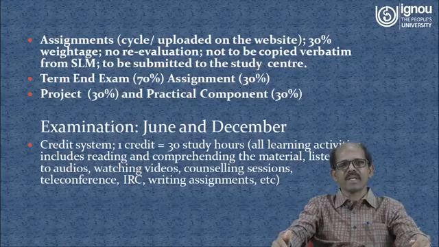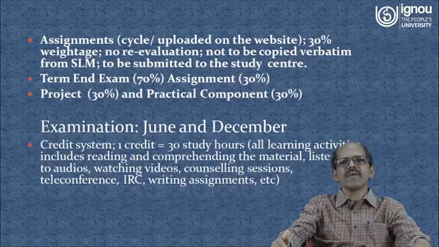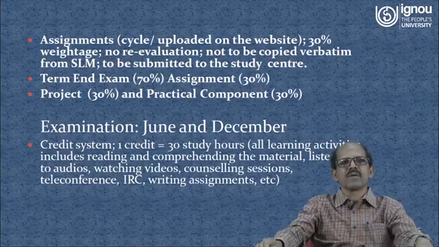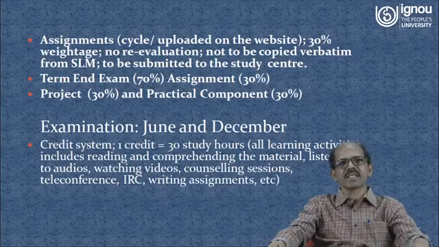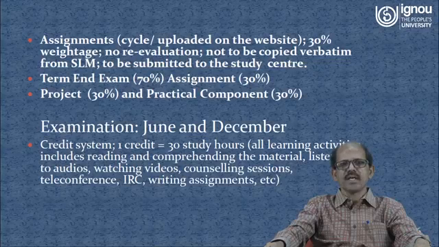Regarding the term-end examination, the weightage of the term-end examination is 70%. However, the weightage for assignments is 30%. The weightage for the project component is 30% and the weightage for the practical component is 30%. This weightage of 30% for project and practical component is a part of your term-end examination theory. Then IGNOU conducts examinations twice a year, that is June and December.